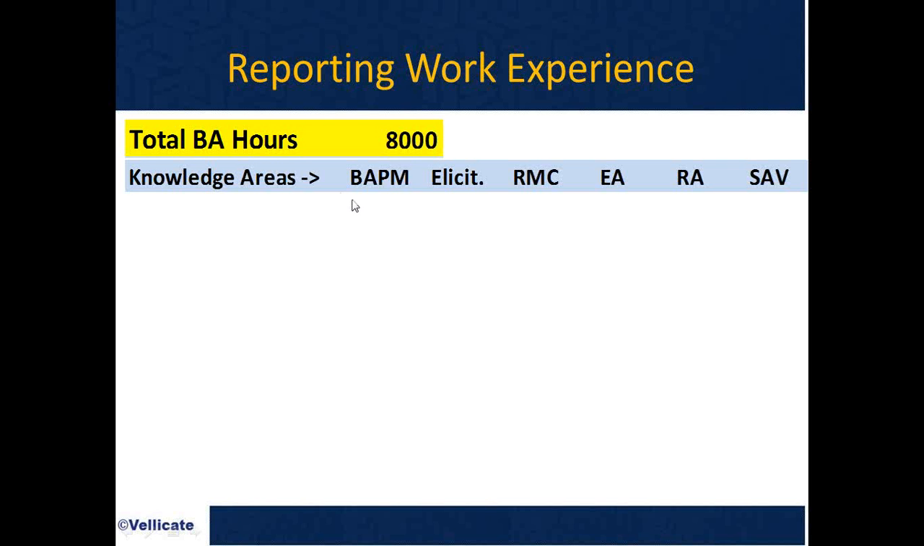knowledge areas. You have these six knowledge areas: business analysis planning and monitoring, elicitation, requirements management and communication, enterprise analysis, requirements analysis, and solution assessment and validation. IIBA would like you to put the percentage of time that you have spent in each of these knowledge areas. So what percentage of 8,000 hours have you spent in the six knowledge areas? You fill in this percentage, for example 15%, 15%, 25%, 10%, 25%, 10%.